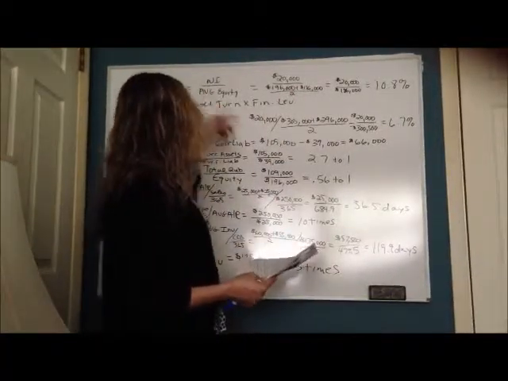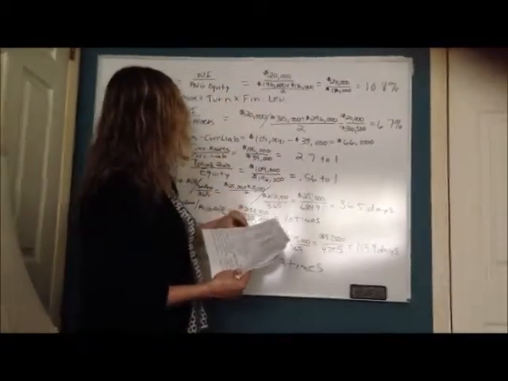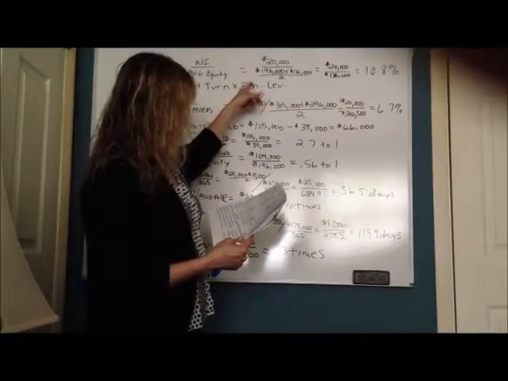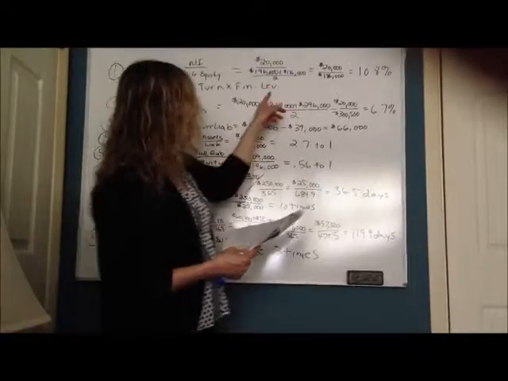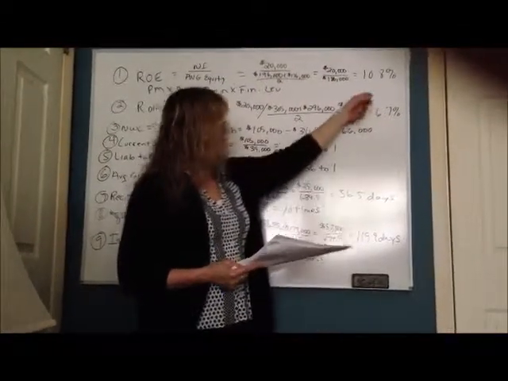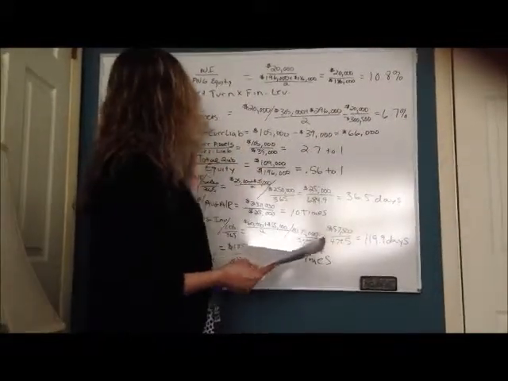So if you look for ROE, net income, if you look on the sheet, you see net income's $20,000. Our equity is $196,000 for the current year, $176,000 for the last year, so we divide that by 2, and we end up with $20,000 divided by $186,000, and that tells us our ROE is 10.8%.